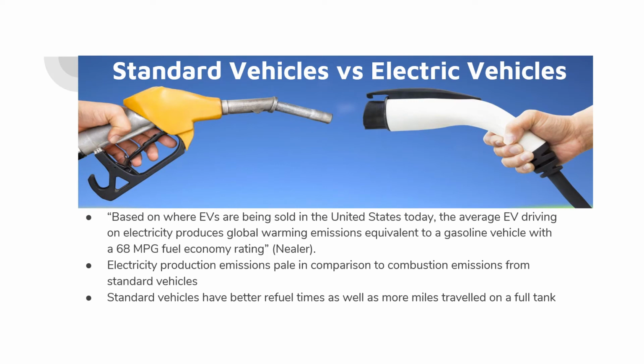Rachel Nealer says, based on where EVs are sold today in the United States, the average EV driving on electricity produces global warming emissions equivalent to a gasoline vehicle with a 68 miles per gallon fuel economy rating. This means that the fuel economy rating of an electric vehicle is about double of the best cars out there today. Electricity just does not produce as much emissions as compared to combustion emissions from vehicles today.